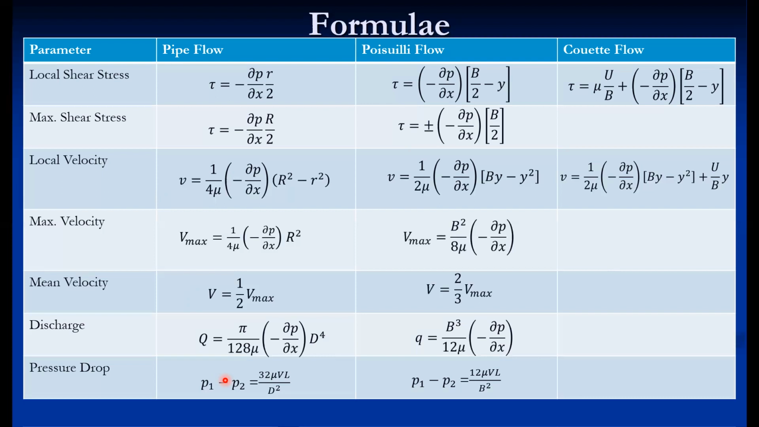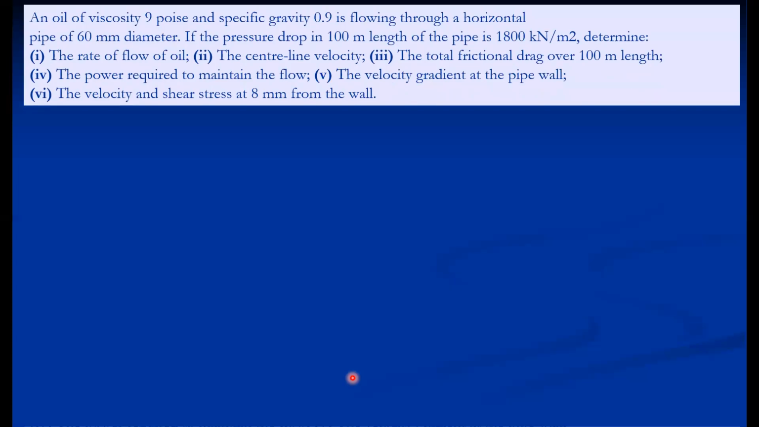So again, I repeat, we only have to memorize four expressions: the expression of local shear stress, the expression of local velocity, the mean velocity in terms of Vmax, that is the maximum velocity, and the last one is the pressure. So these expressions we have to memorize. Now we'll see the numerical in each case. So first we consider the pipe case.